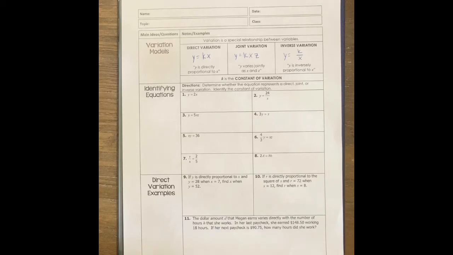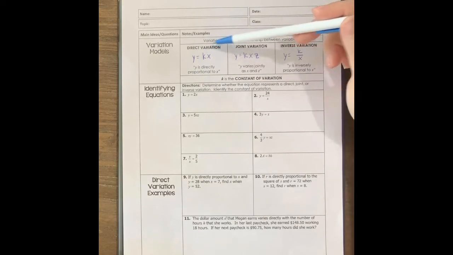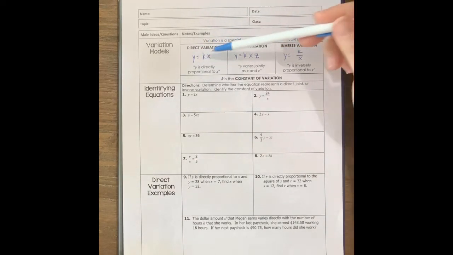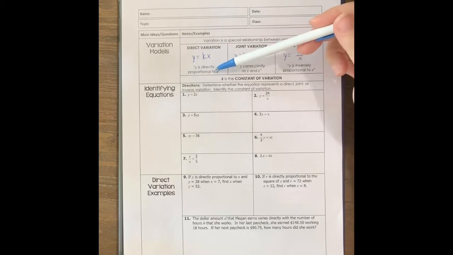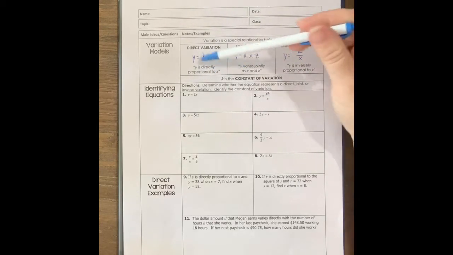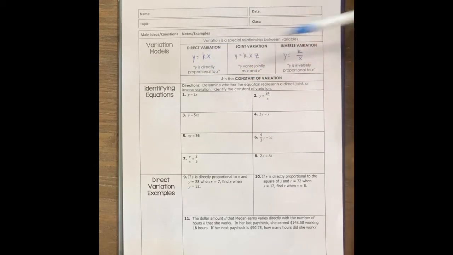Alright, this video is over direct variation, joint variation, and inverse variation. A variation is a special relationship between variables. Direct variation is y equals kx, and that just means that y is directly proportional to x. K is the constant of variation.